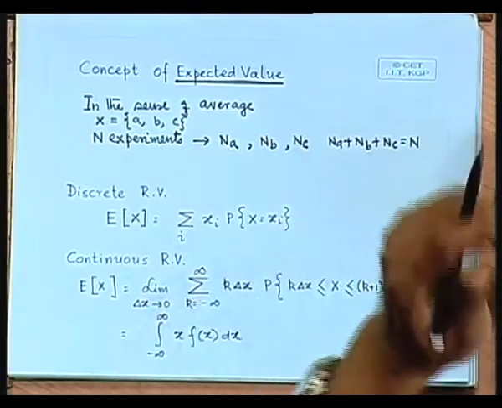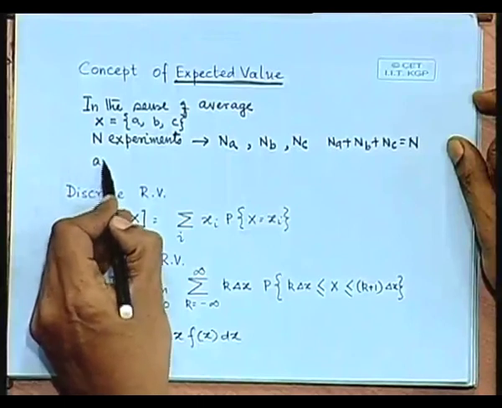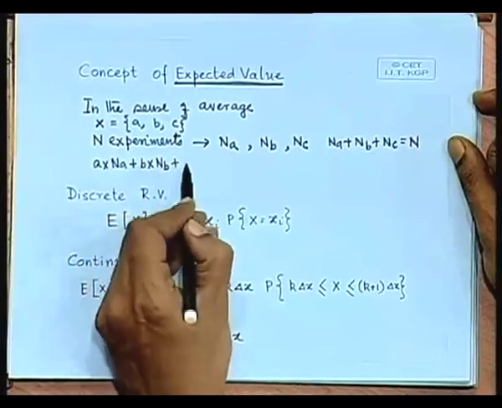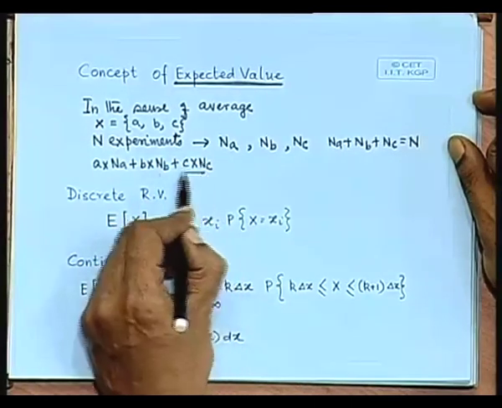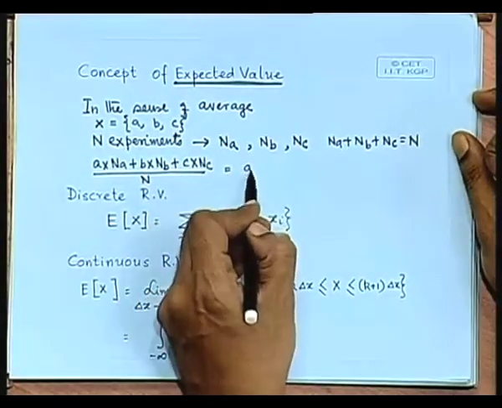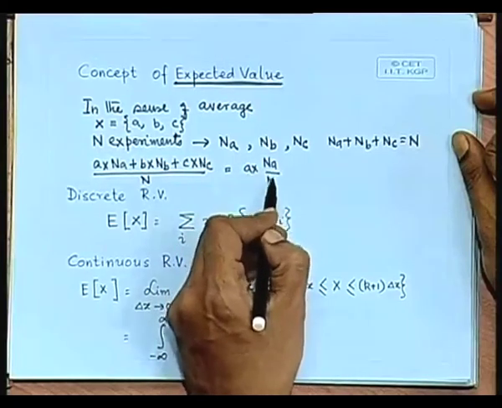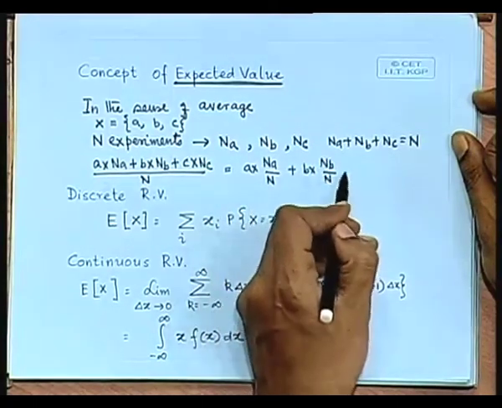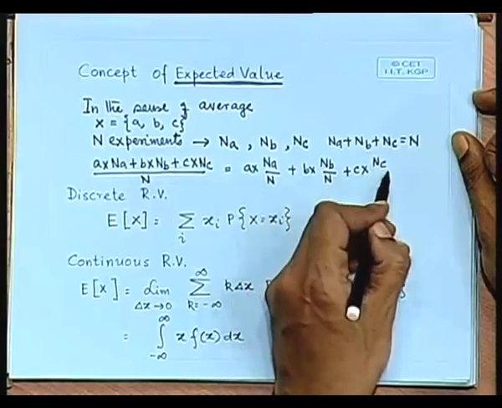Now, what do we mean by an expected value of x? What we mean is that if we just added up these values as we picked them over these n experiments and then simply made an average, what would be the value? Obviously, the value would be (a times n_a plus b times n_b plus c times n_c) by n. This is our expected value. So what we get is a times n_a by n plus b times n_b by n plus c times n_c by n.